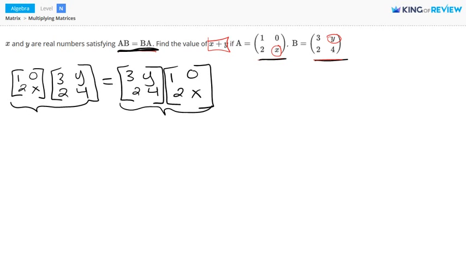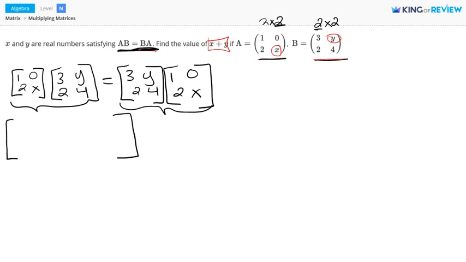Now remember, the product of two matrices is defined as long as the number of columns in the first matrix is equal to the number of rows in the second matrix. So both of these matrices are 2 by 2, that is, 2 rows by 2 columns. Therefore, we can multiply them together because both of these numbers are 2. So let's set up the multiplication for this first product.